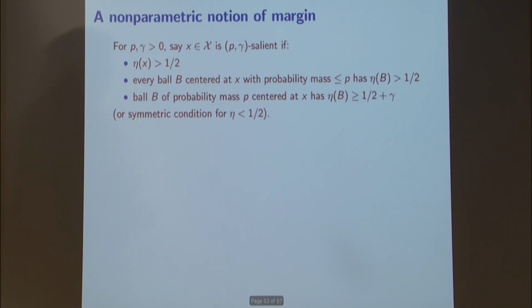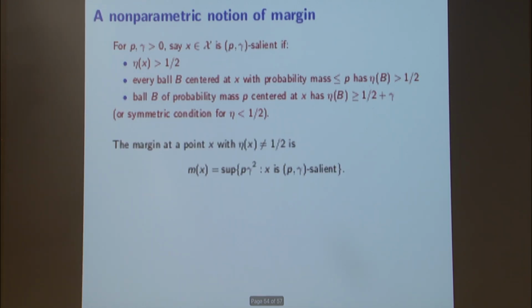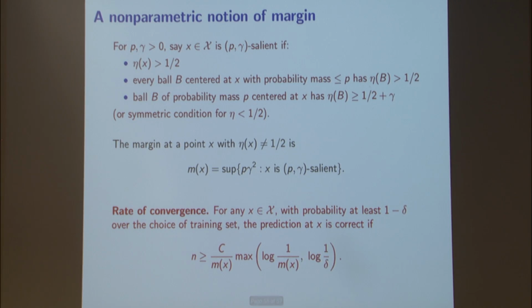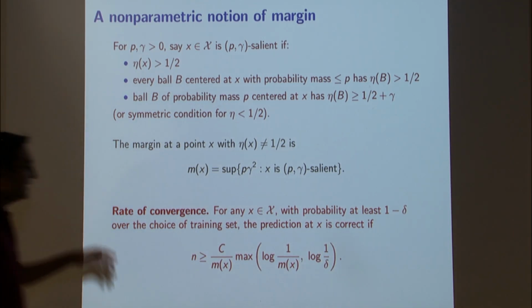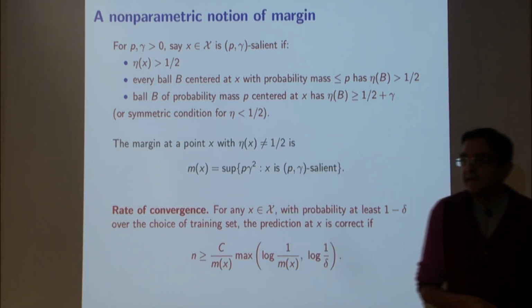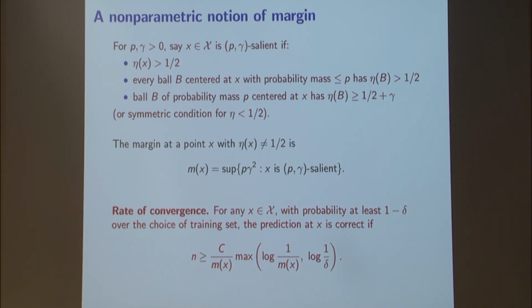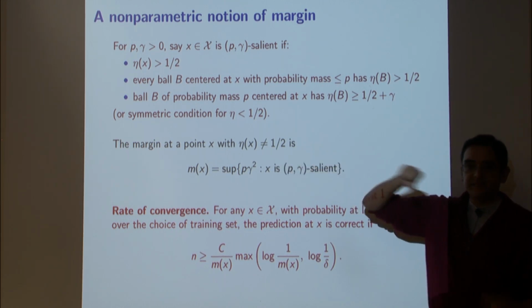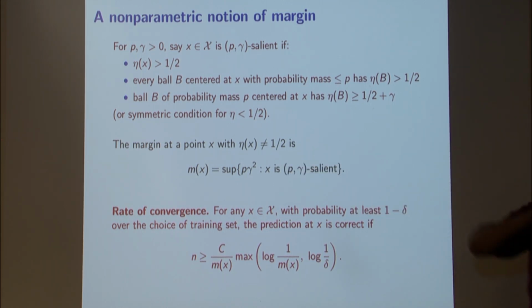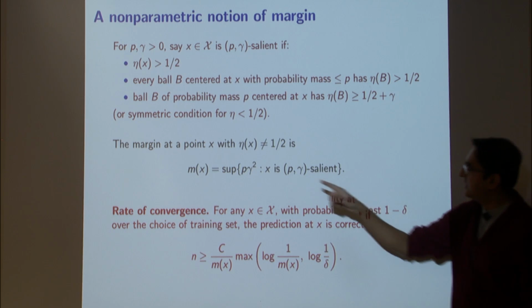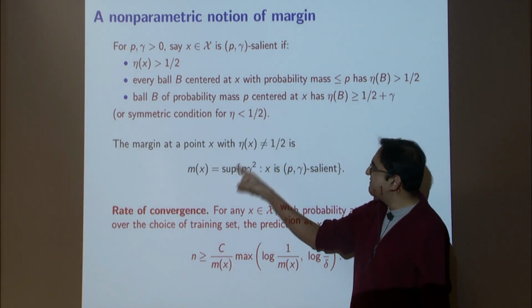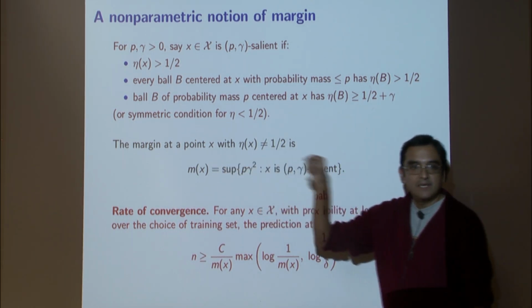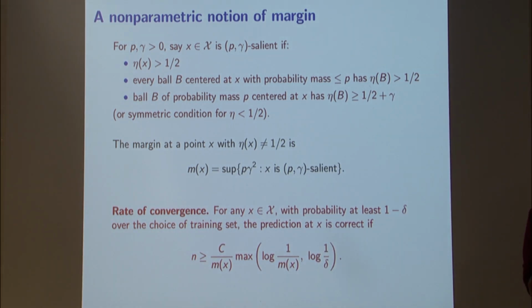So let me tell you the kind of bounds you get then. Under this setting, you can give a much cleaner sort of bound. What you can show is that there is a notion of a margin, a function that assigns a value to every point in space, which basically summarizes how easy that query point is.